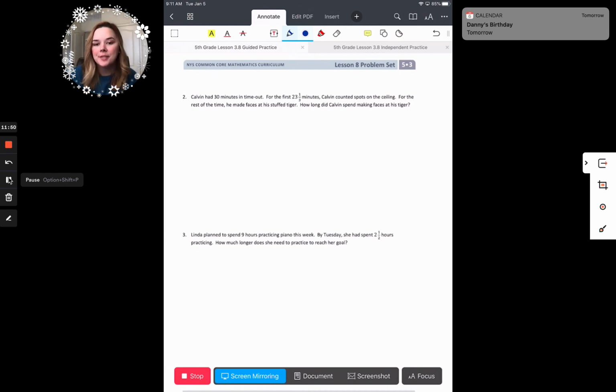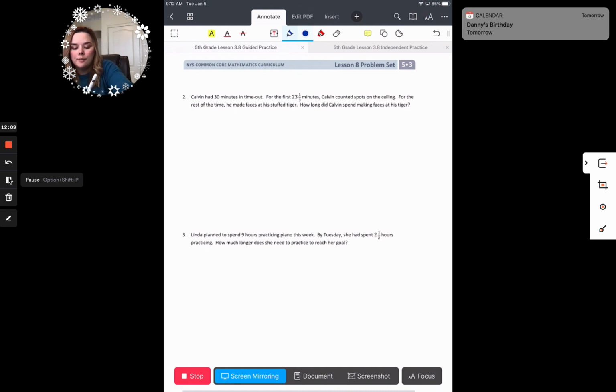Alrighty, so number 2 says Calvin had 30 minutes in timeout. For the first 23 and 1/3 minutes, Calvin counted spots on the ceiling. For the rest of the time, he made faces at his stuffed tiger. How long did Calvin spend making faces at his tiger? So we're going to subtract here.